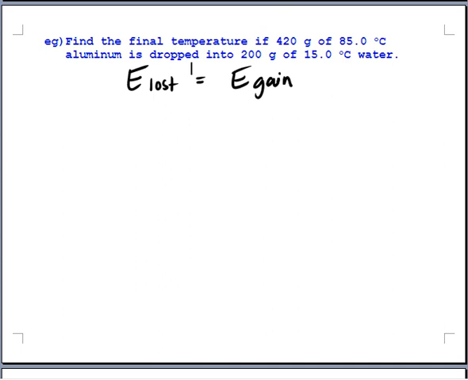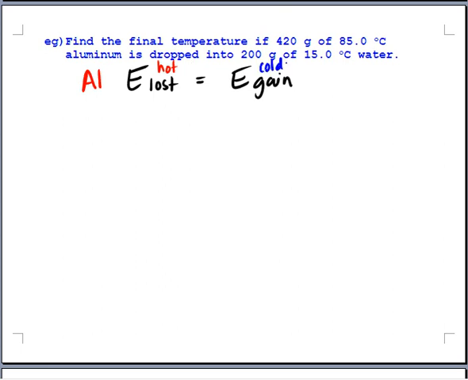Now we've got different materials this time. I always like to tell myself which material is going to go on which side. That way I don't sort of Frankenstein the question and get numbers all mixed up on different sides. So remember, the lost side is going to be the hot side, and it looks like here that's going to be the aluminum. So I'm just going to make a little note for myself: the aluminum is the hot side.